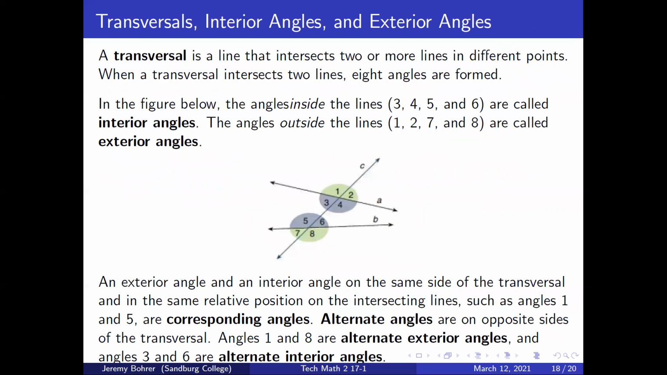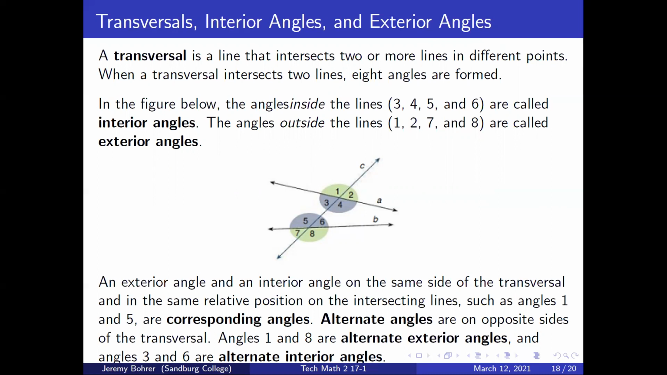A transversal is a line that intersects two or more lines in different points. When a transversal intersects two lines, 8 angles are formed. In the figure below, the angles inside the lines, 3, 4, 5, and 6, are called interior angles, and the angles outside the lines, 1, 2, 7, and 8, are called exterior angles.